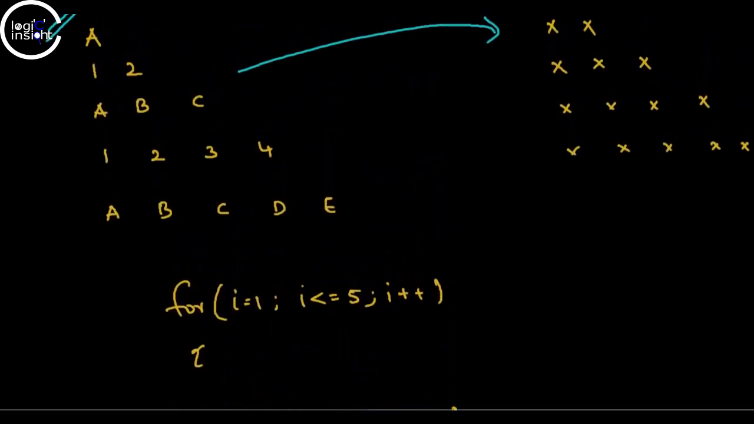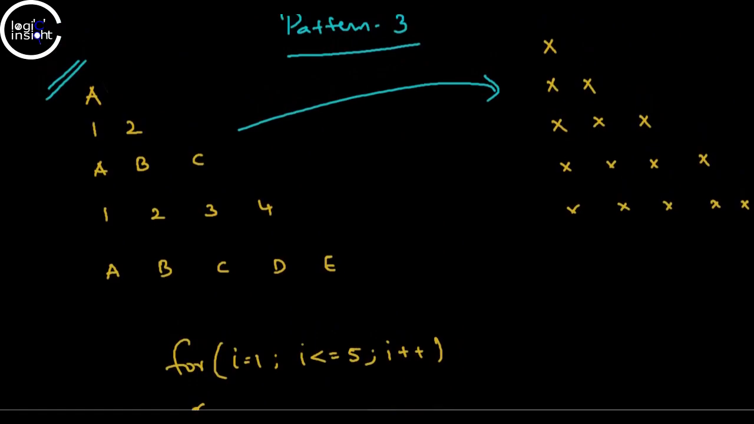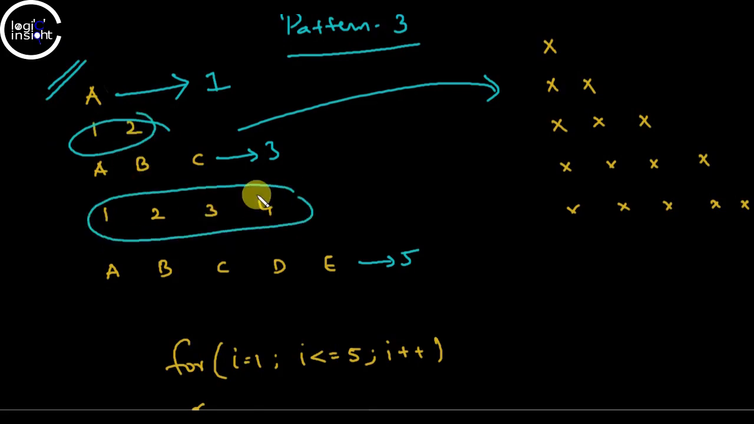Now I want to develop this logic. First observe something here. This is the first row, this is the third row, and this is the fifth row. So odd rows consist of alphabets, whereas even rows consist of numbers. I can separate them using some conditions. If the row value is an odd number, I have to print the alphabet. If the row value is an even number, I have to print the number.